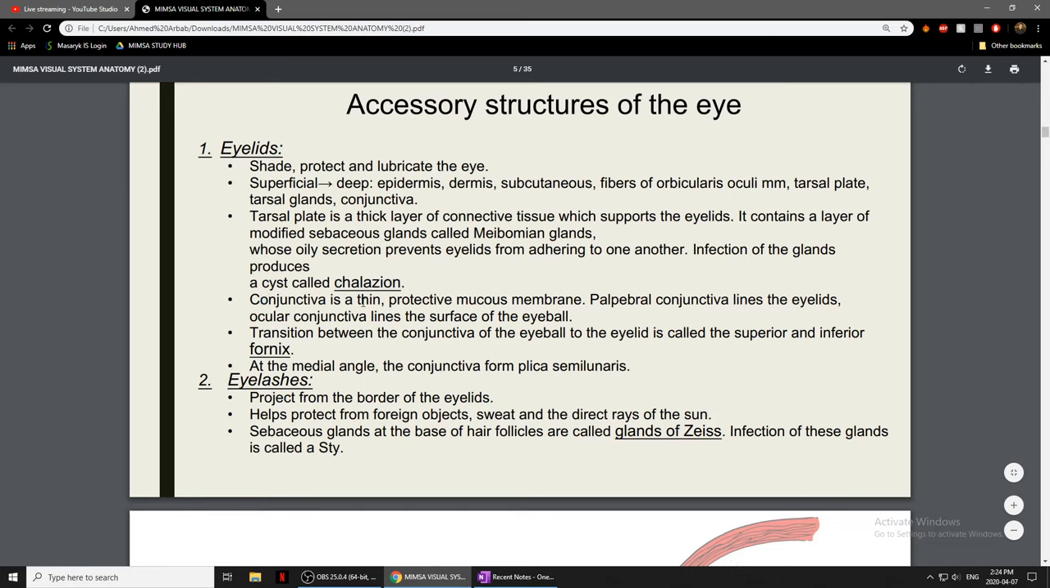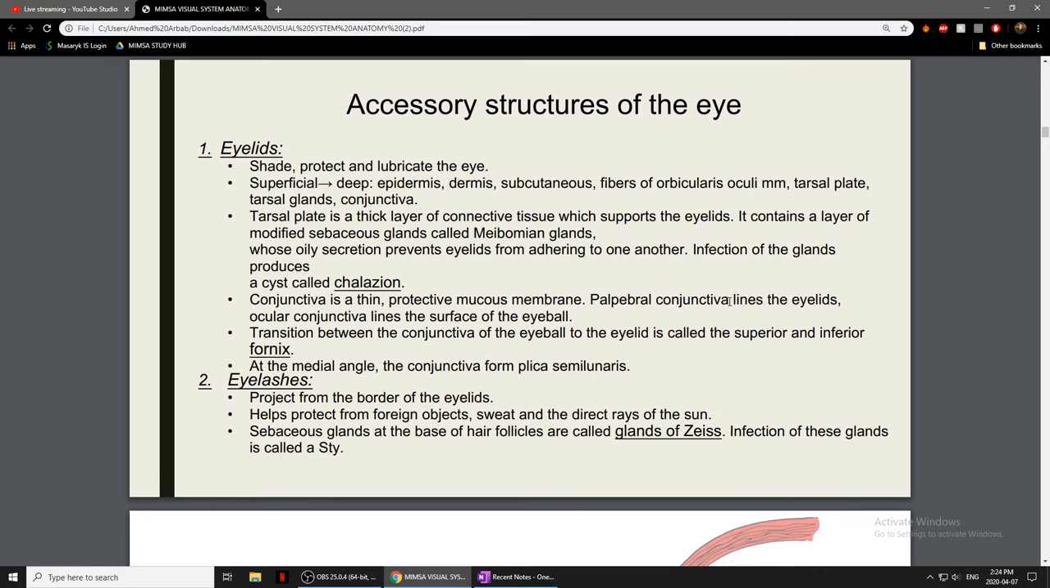So we talked about the conjunctiva. It has different parts. The conjunctiva that lines the inside of the eyelid is the palpebral conjunctiva, and then there's also a bulbar or ocular conjunctiva, which lines the surface of the eyeball. The transition between the palpebral and the bulbar is called the fornix. And of course, there's two because there's an upper and lower eyelid. So there is both a superior fornix for the upper eyelid and an inferior fornix for the lower eyelid.